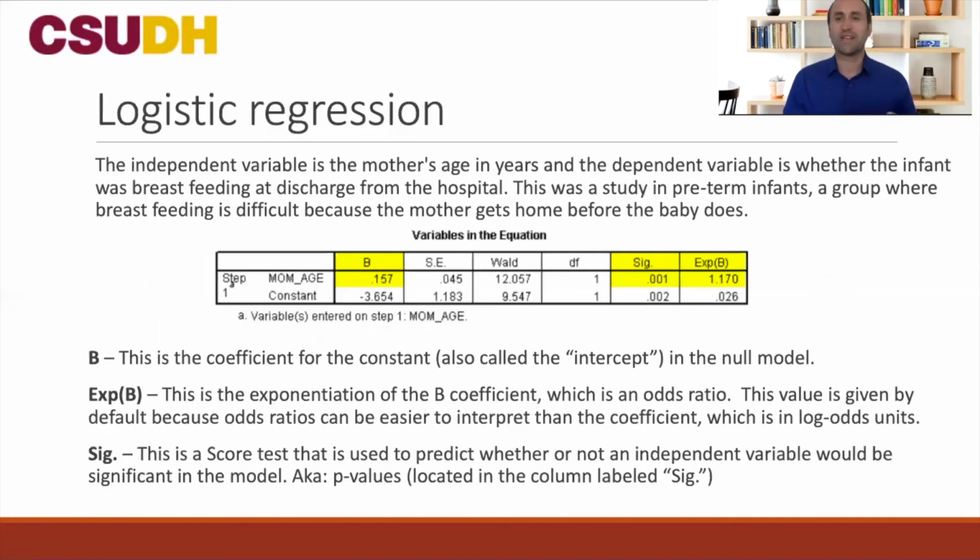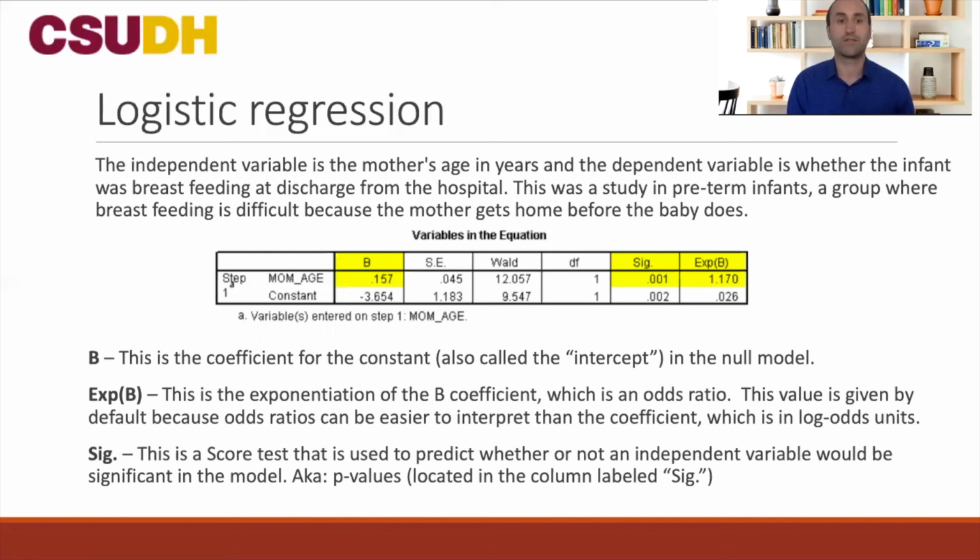I know that's a bit complicated, but the payoff is here. So here's an example. The independent variable is the mother's age in years, and the dependent variable is whether the infant was breastfeeding at discharge from the hospital. This was a study in preterm infants, a group where breastfeeding is difficult because the mother gets home before the baby does. And so you can see here, the B is the coefficient for the constant, also called the intercept in the model. And then the EXP(B) is the exponentiation of the B coefficient, which is actually an odds ratio.